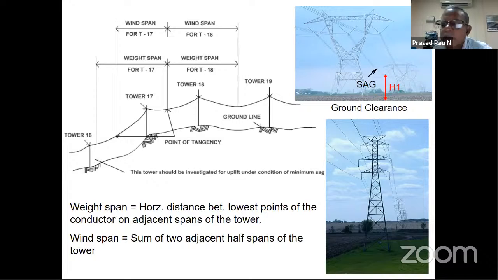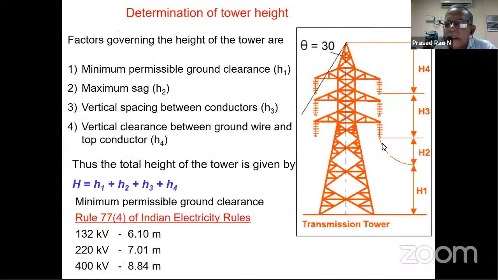So now we have been given a tower. How to calculate the height of the tower? It depends on the minimum ground clearance. Suppose you know the voltage class, we can find out the minimum ground clearance required for electrical clearances. Then at midspan, what is the clearance required from one conductor to the other conductor? That will dictate this height, H1, H2.